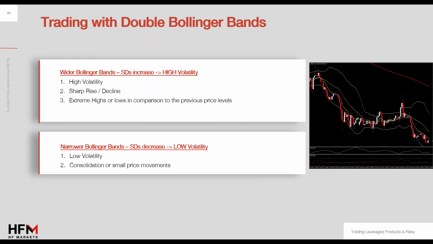Here is the explanation again. The wider the Bollinger Bands are, you see over here, they're very far away from the middle line. So it means high volatility, which you know in trading is not necessarily bad. But it could cause some sharp rises or declines. That's why you always need to take care of your risk management.